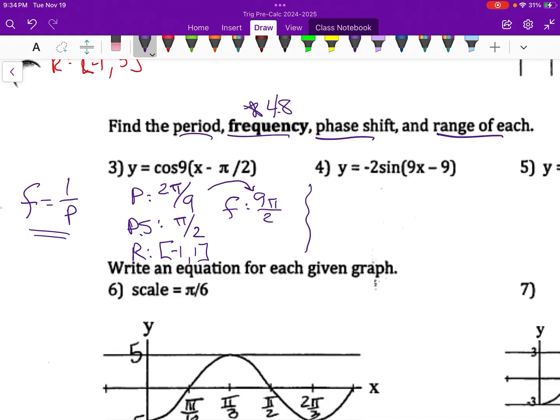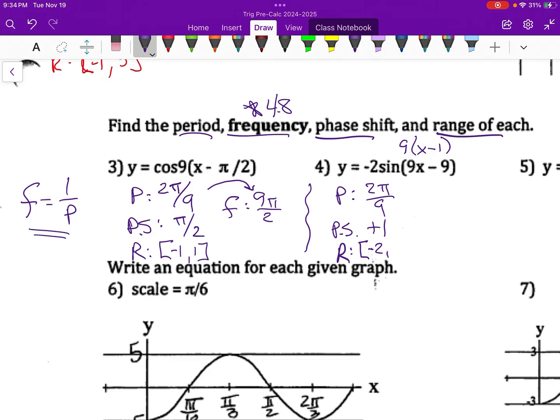Okay. Number 4, same kind of idea. Period is going to end up being equal to 2 pi divided by 9. I should probably write this as 9 times x minus 1. So you've got the b value. Phase shift would be a positive 1, whereas the range on this guy is going to be dictated by the amplitude, which is negative 2 to 2. Again, frequency is going to take this value, and it's just going to flip it over as 9 pi over 2.